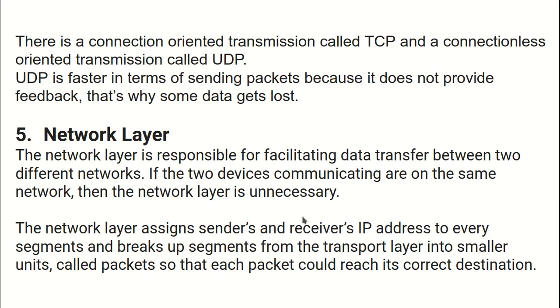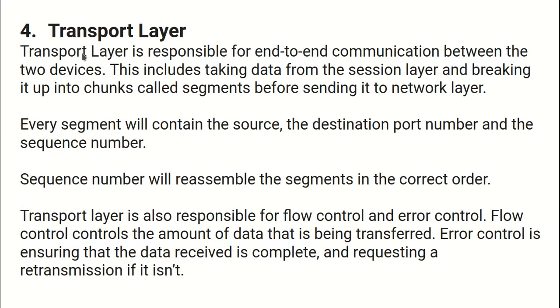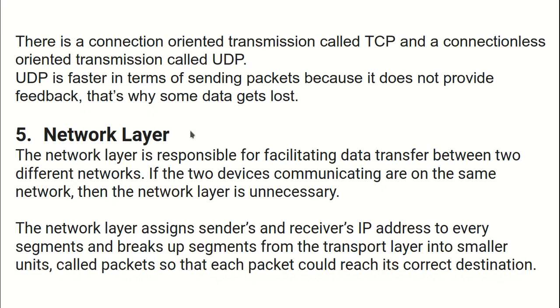As I have told you, the data is divided into segments in the transport layer, and these segments will be assigned IP addresses in the network layer. The network layer will assign each segment its own IP address so that it can reach its destination. It breaks up the segments from the transport layer into smaller units called packets, so that each packet could reach its destination with the help of IP addresses. With the help of these IP addresses, the receiving destination will be identified, so it can reach its correct destination.